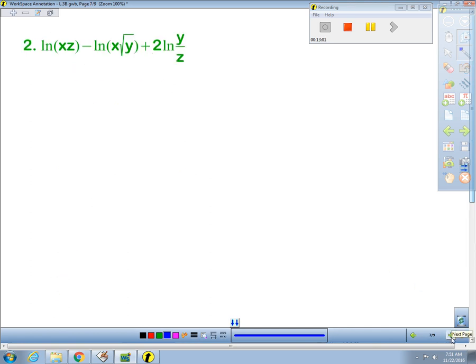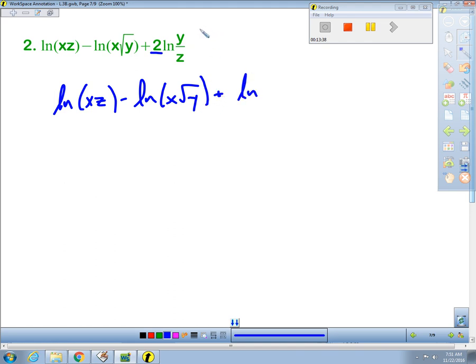Okay, let's do one more condensing here. Notice, what logarithm do I have? I have the natural log. Now, what's the base of the natural log again? Good, it's e. But it doesn't make any difference. The properties of logarithms are still going to apply. So where do I want to go here? Do I have any exponents I can bring up? Yes, I do. I can bring up that 2. This is the natural log of xz minus the natural log of x square root of y plus, bring that exponent up. Now, how do I have to write this?